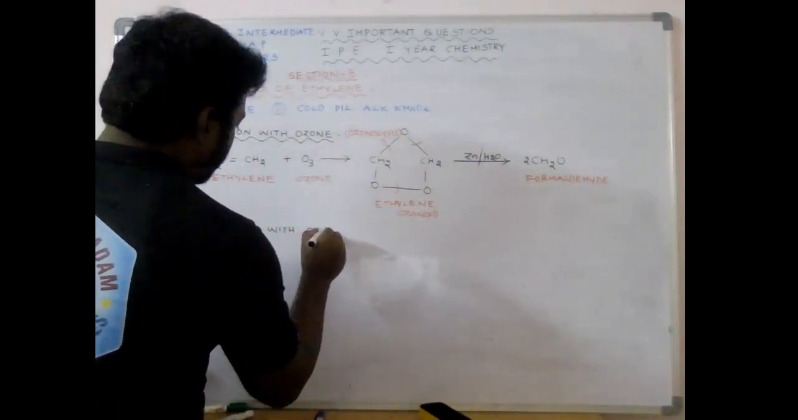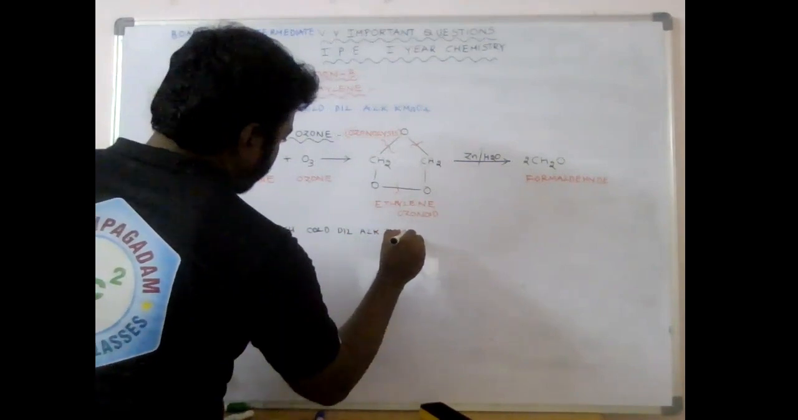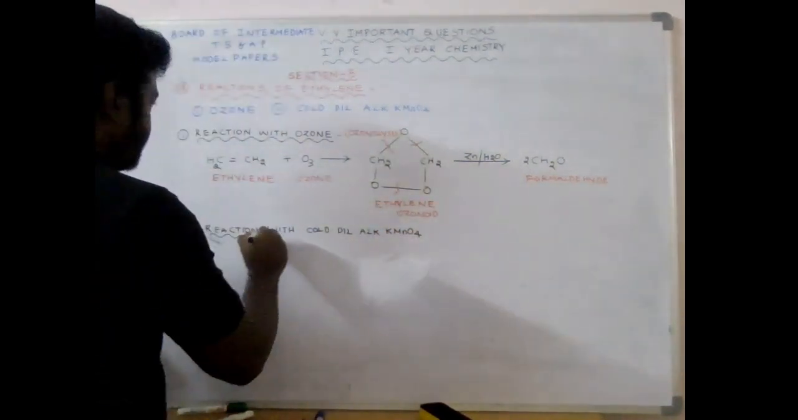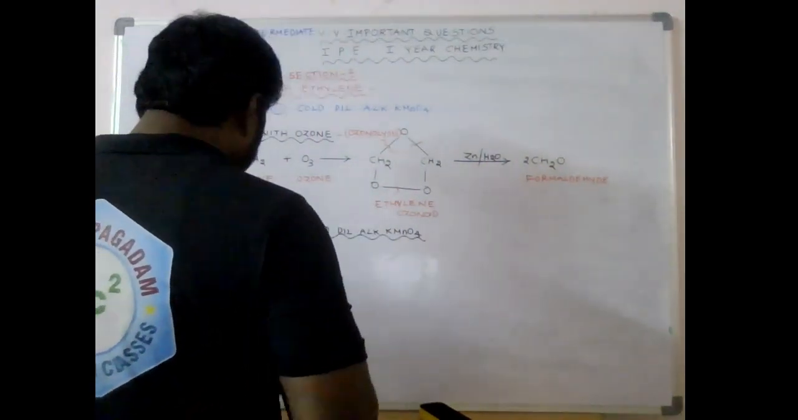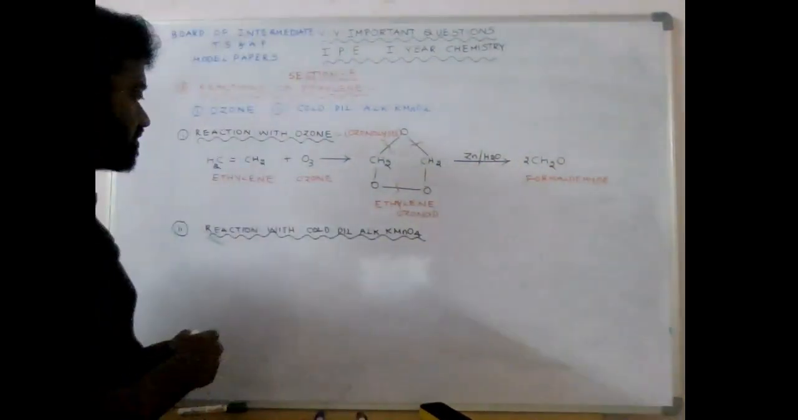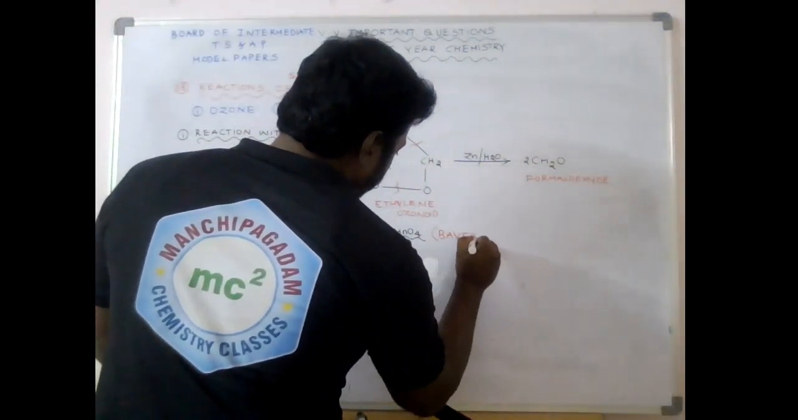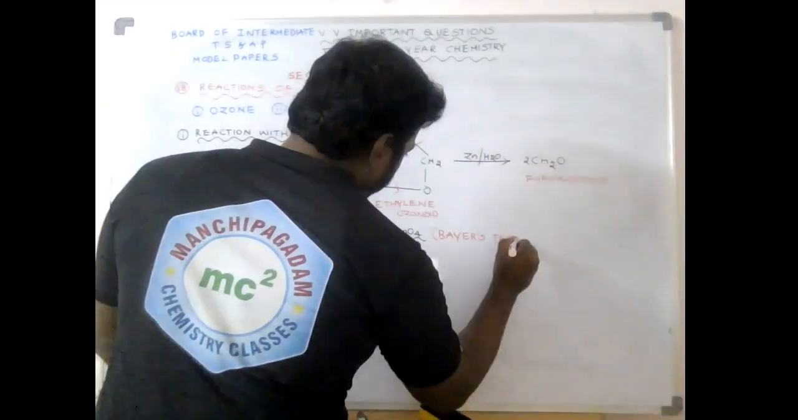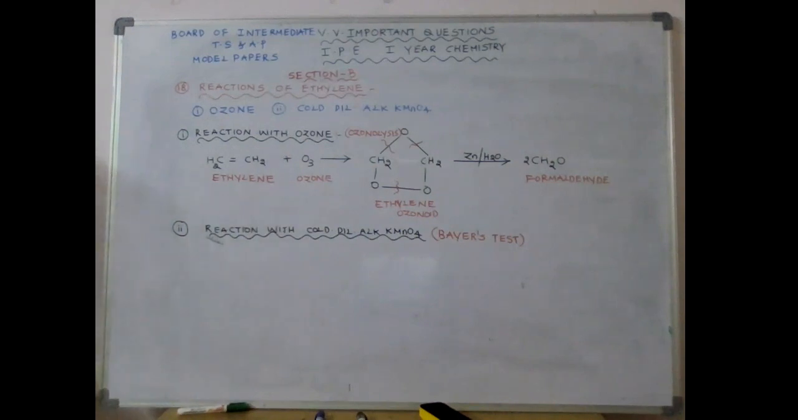And the second one he gave is the reaction with cold dilute alkali potassium permanganate. Okay, this is the next one. This cold dilute alkali KMnO4 is usually called Bayer's reagent. That is why this reaction is known as Bayer's test. Okay, this is all extra information only. Even if you do not write it, you will get the marks, of course. Bayer's test, because that reagent is called Bayer's reagent.